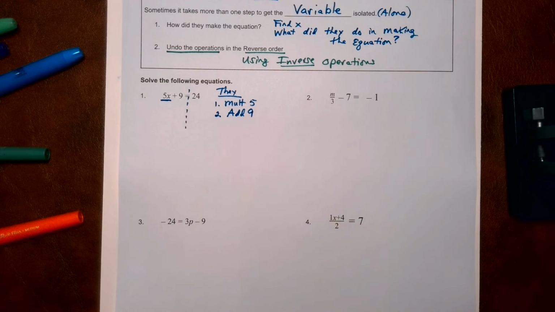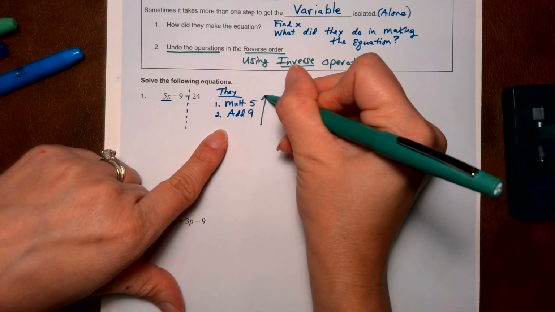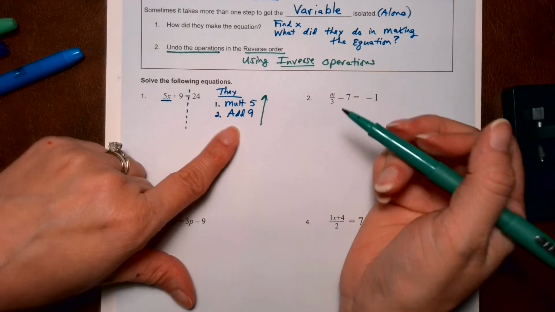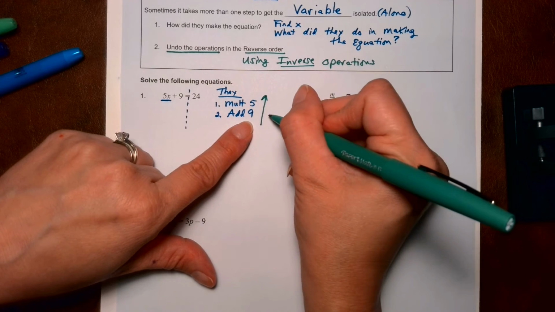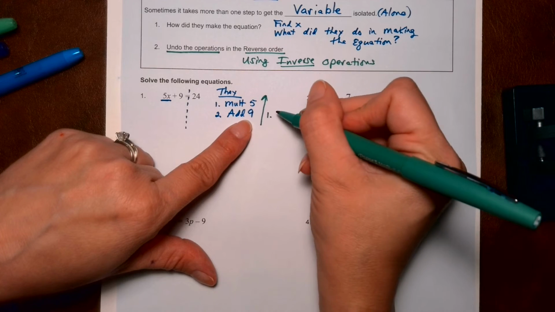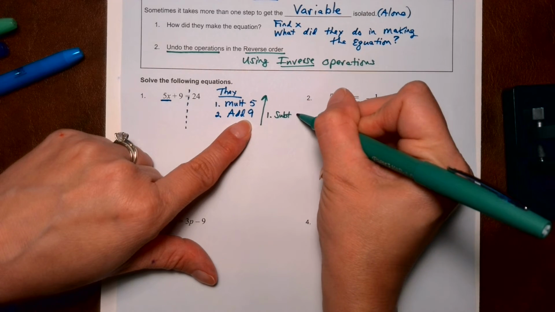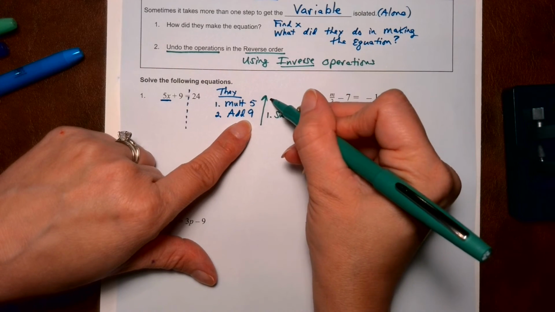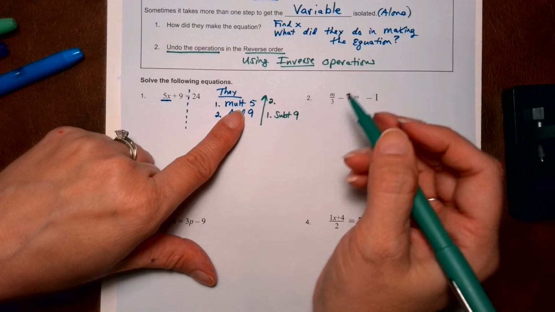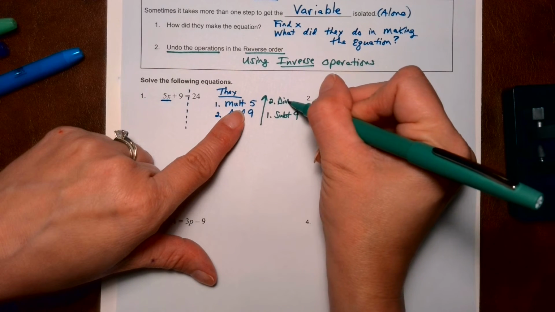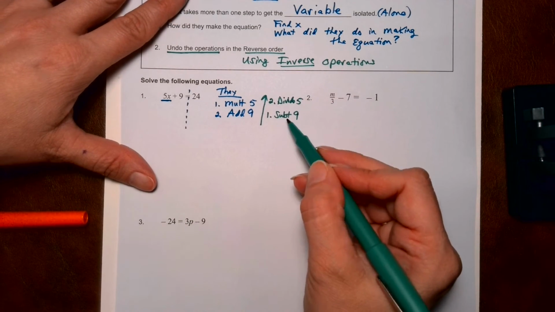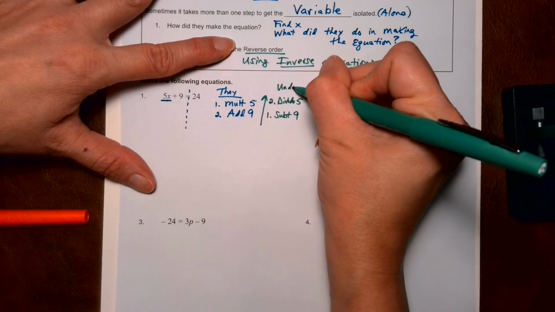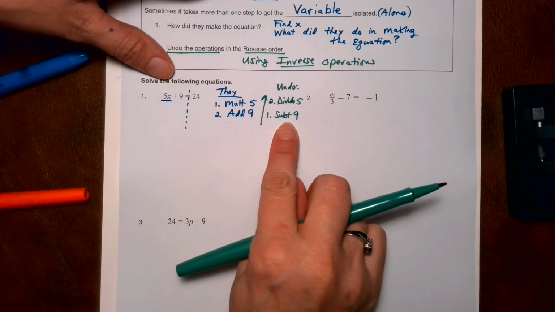Okay, so how are we going to undo this equation? We're going to have to go backwards, and we're going to have to undo these things. The last thing that they did is the first thing that we're going to have to undo. The inverse of adding is subtracting 9. What's the inverse of multiply? We're going to have to divide by 5. Okay, so here's our steps. This is how we're going to undo it. First thing is subtract 9.